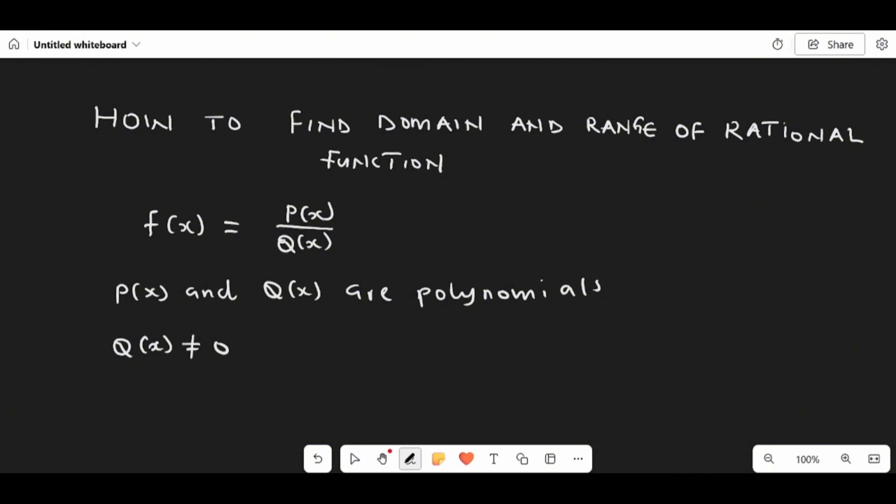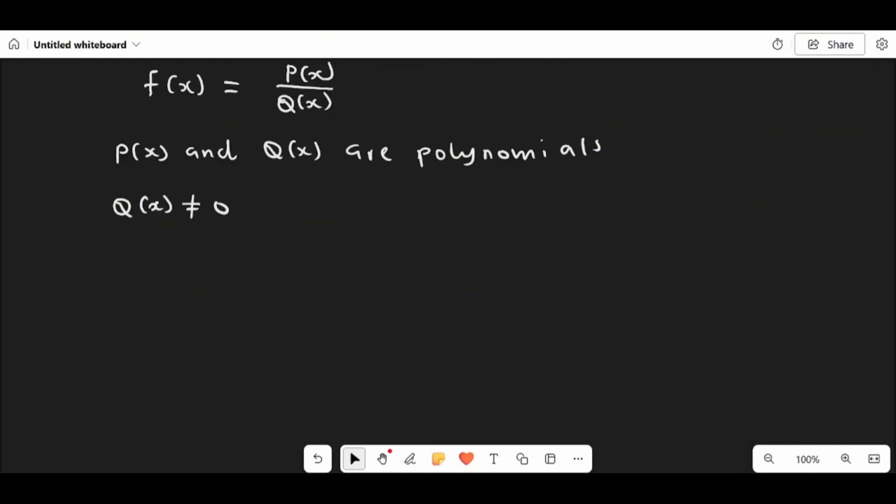Steps to find the domain. Find all values that make the denominator 0. Solve q(x) equal to 0. Exclude those values from the domain. Steps to find the range.